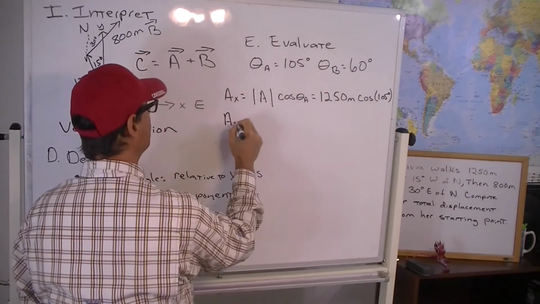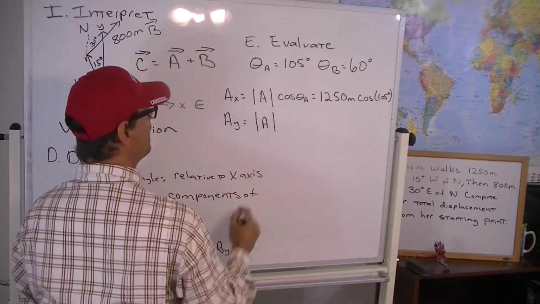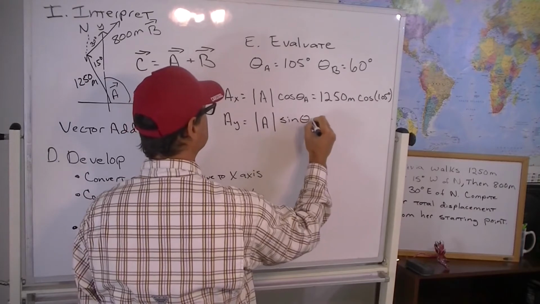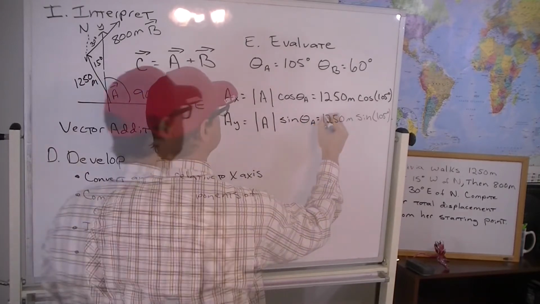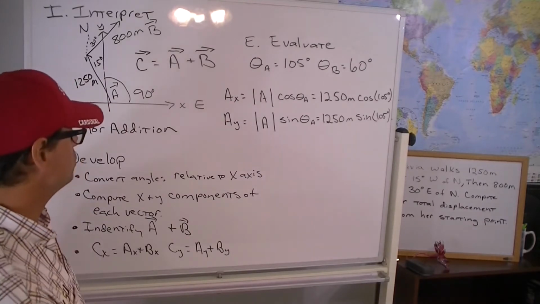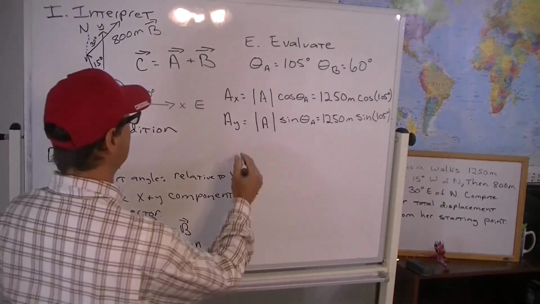And the y component is the magnitude of the vector A times the sine of that angle. And so, you know, a little calculator work is necessary there. We'll show that in a minute, but I'm sure everybody knows how to use their calculator by this point.